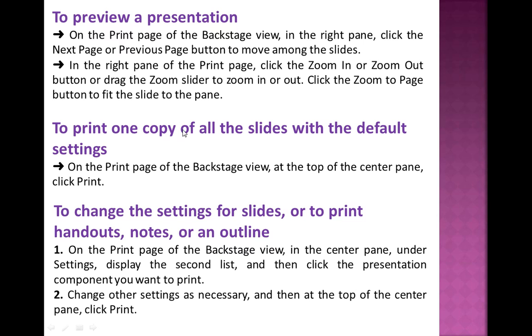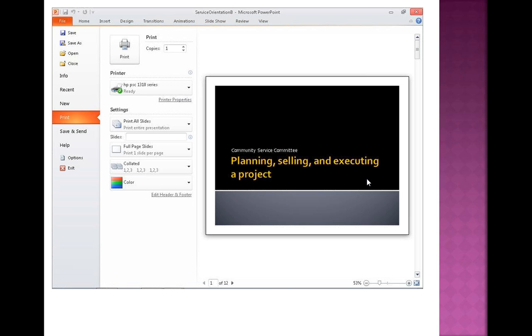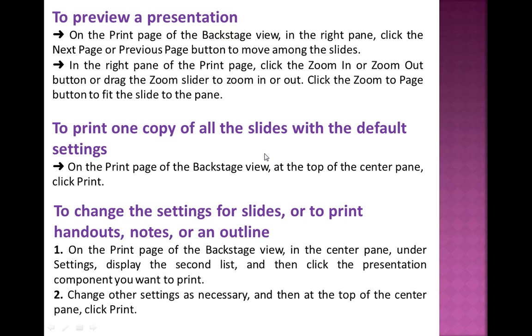Then next is how to print one copy of all the slides with the default setting. On the print page of the backstage view, at the top of the center pane, click on the print. Simply click on the print. This will give the printout of the slides.